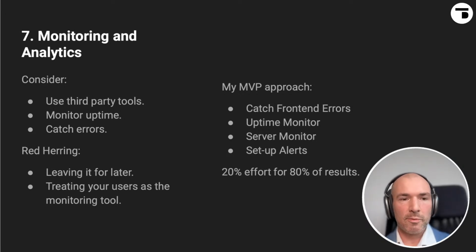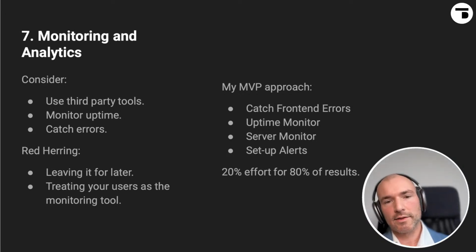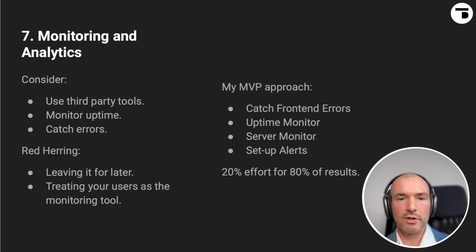Next, let's talk about monitoring and analytics. My MVP approach here is, again, the Pareto principle: 20% effort, 80% result. Don't go overboard with it, but have something. Integrate something to catch front-end errors. Have an uptime monitor, super simple to set up. Have a server monitor just to make sure that everything is working properly, and set up your alerts.